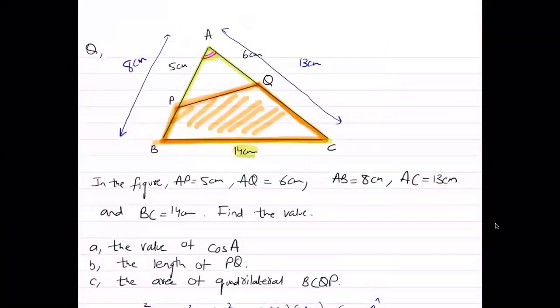Sir, can you repeat what you said? Yes. You are being asked to find the area of the quadrilateral BCQP. Can I say that to find the area of this quadrilateral BCQP, I can take out the area of triangle ABC first, and subtract triangle APQ from it? Will I be getting the quadrilateral area of BCQP? Can I do that?